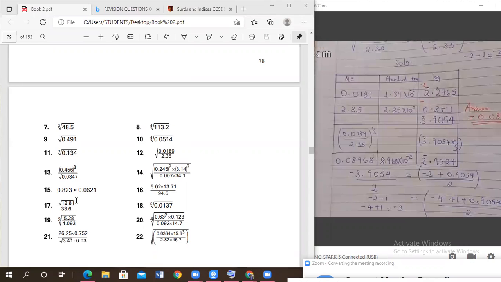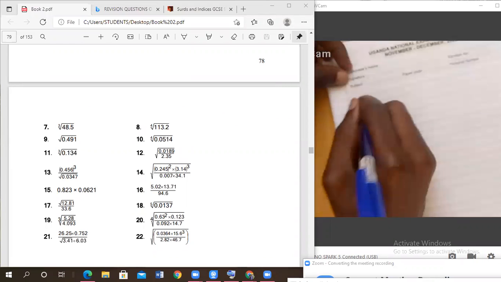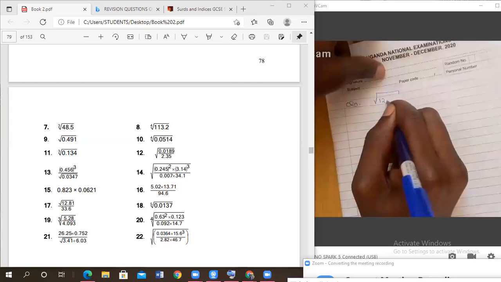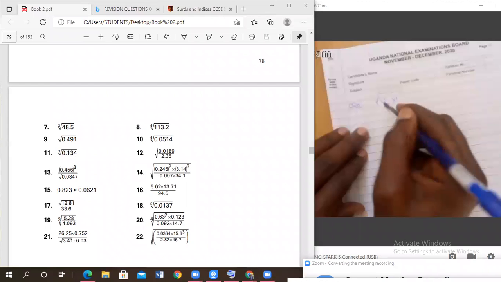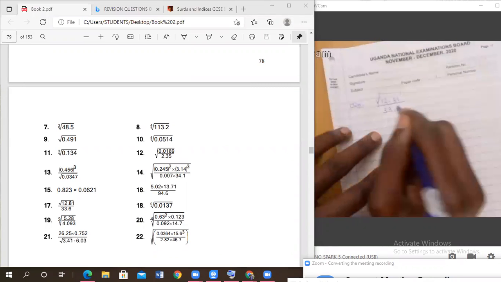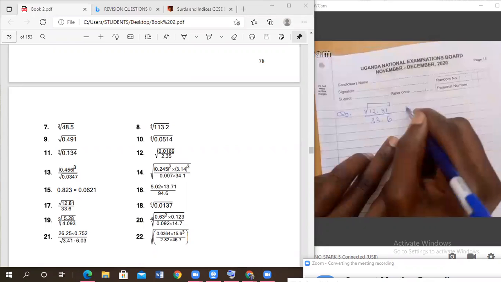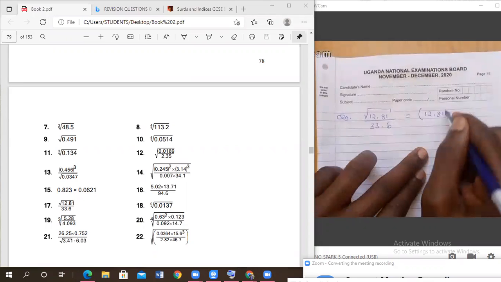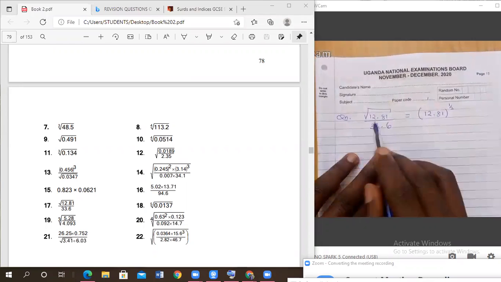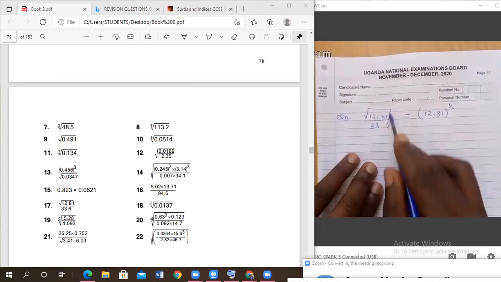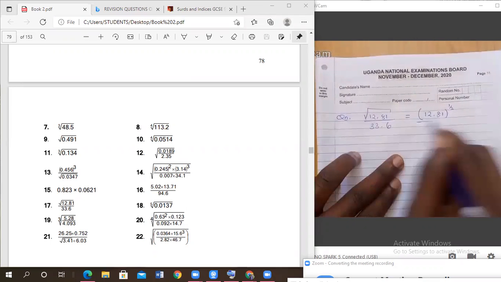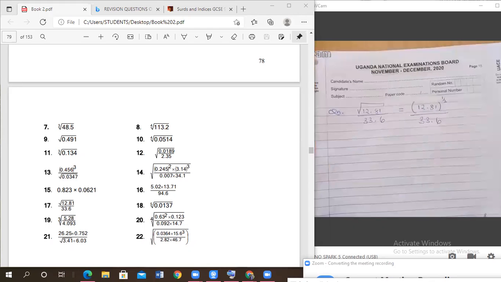Yes, teacher. Let's do number 17. What is it saying? The square root of 12.81 over 33.6. We know that this is the same as 12.81 to the power half. Now, members, this time the square root is only for the numerator. Take note of that. Divided by 33.6.